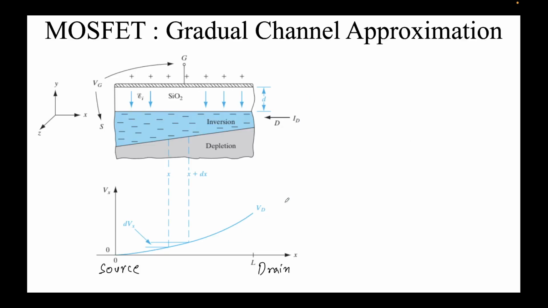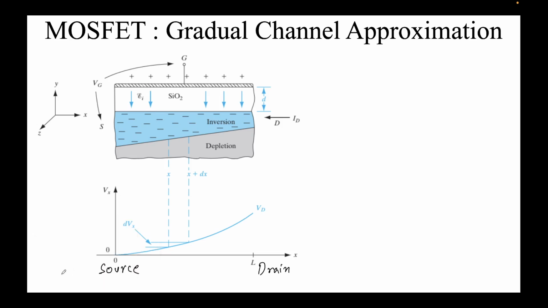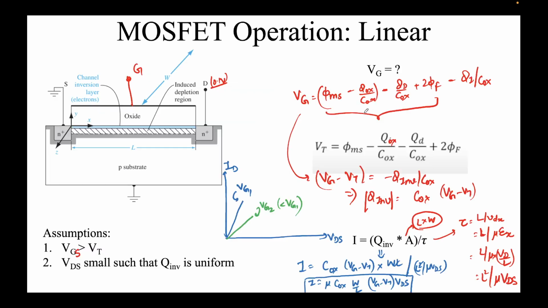Okay, second regime is the saturation. So now from the linear regime we'll try to go into saturation, and that's what I'm trying to denote here. What we have here is something called the gradual channel approximation. Let's try to understand what that means. I'll contrast with the previous diagram.